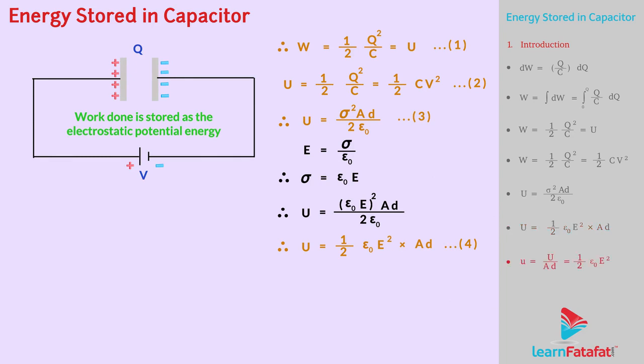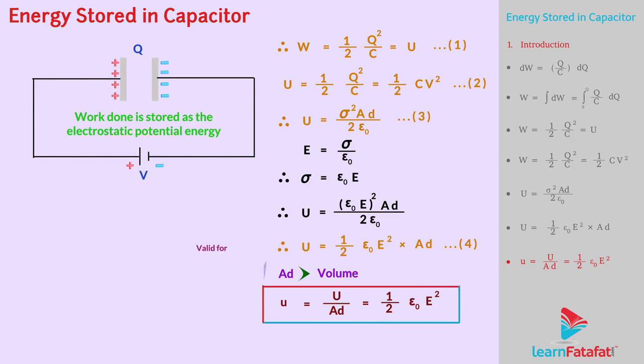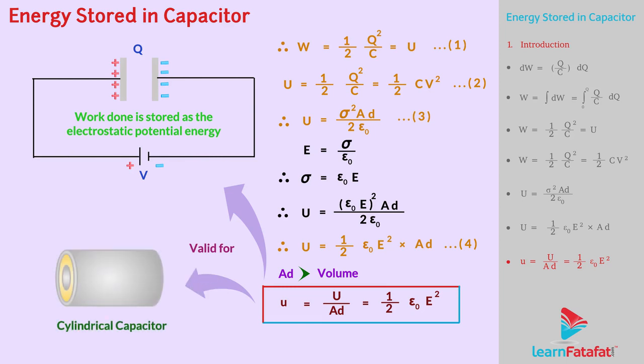Have a look at the quantity A into D, which suggests volume. If U is the energy density stored per unit volume of the electric field in space, then U equals U upon A into D, which equals half epsilon 0 into E square. In general, this equation is valid not only for parallel plate capacitor but also for electric field due to any configuration of charge.